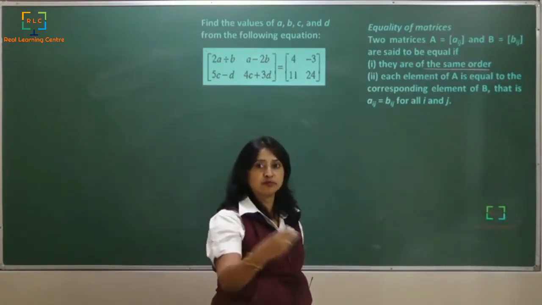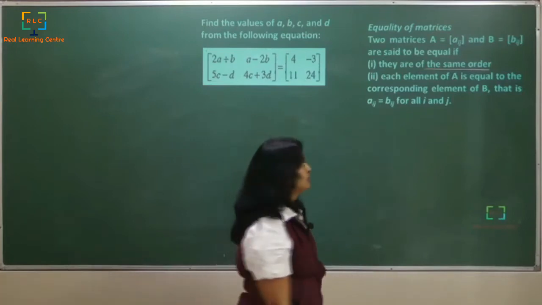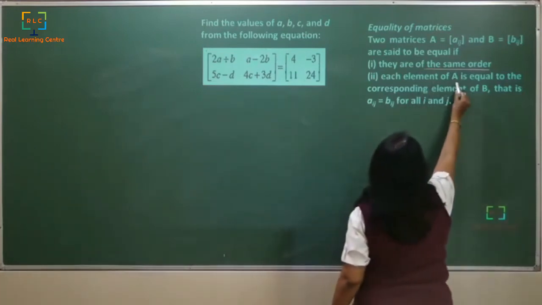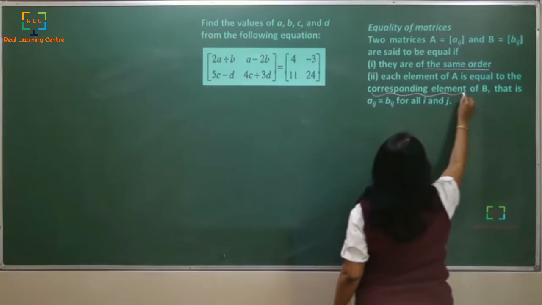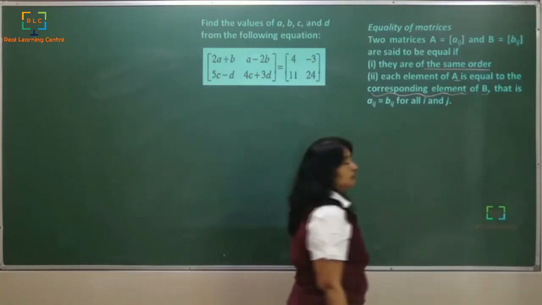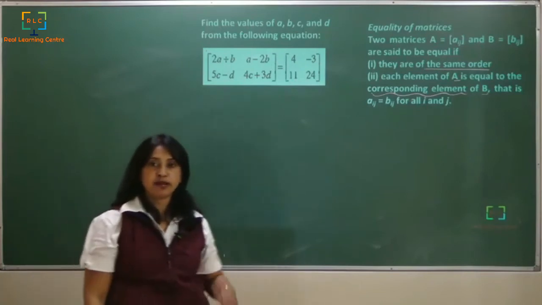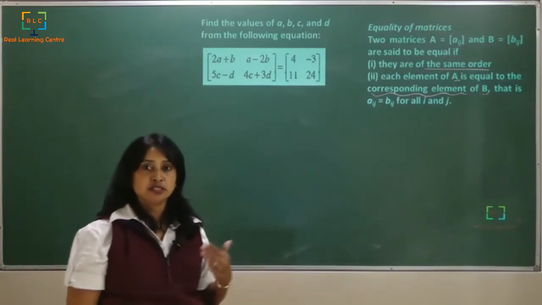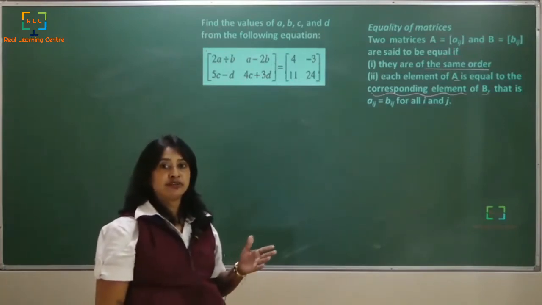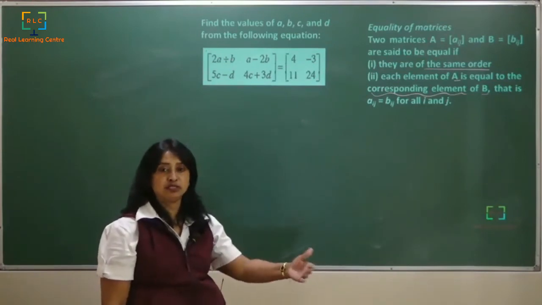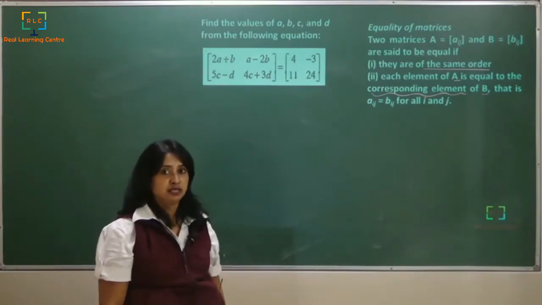A 2 cross 3 matrix will always be equal to only a 2 cross 3 matrix, and then each element of A is equal to the corresponding element of B, or Aij will be equal to Bij. Aij is the general element of the matrix A and Bij is the general element of the matrix B. So if I say A23, it should be equal to B23. Then only we say those matrices are equal.